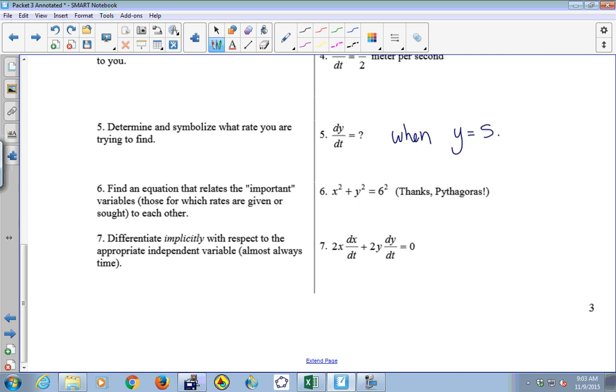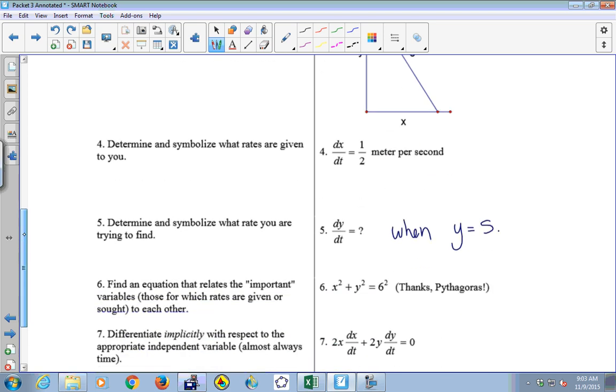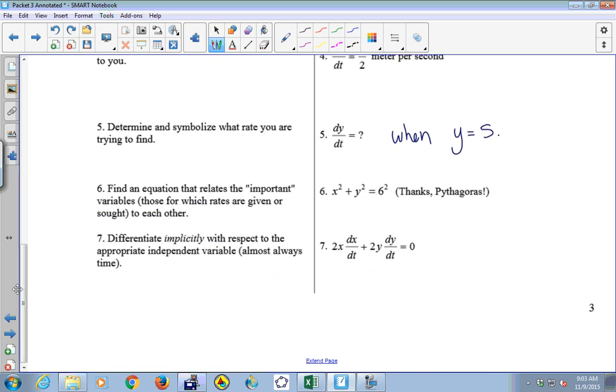Okay, so my important variables here, my related rates, right? x and y are related to each other, again, in this picture via the Pythagorean theorem. It's not always the relationship, but this is the one that exists here. So I write out x squared plus y squared equals 36. Differentiate both sides implicitly. Take the time derivative of both sides. So the derivative of x squared is 2x dx/dt. Derivative of y squared is 2y dy/dt. The derivative of 36 is 0.